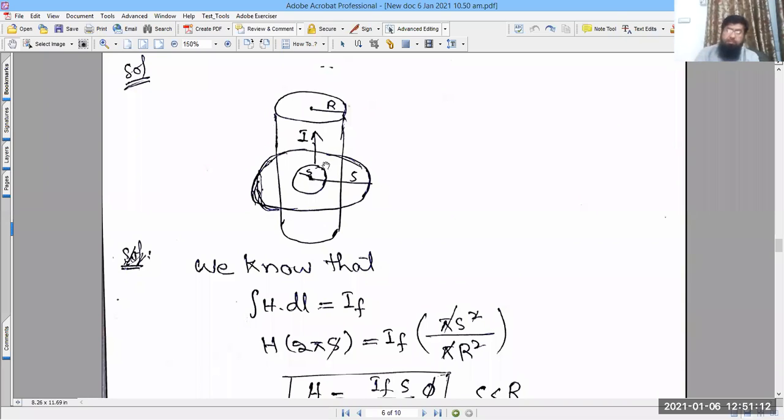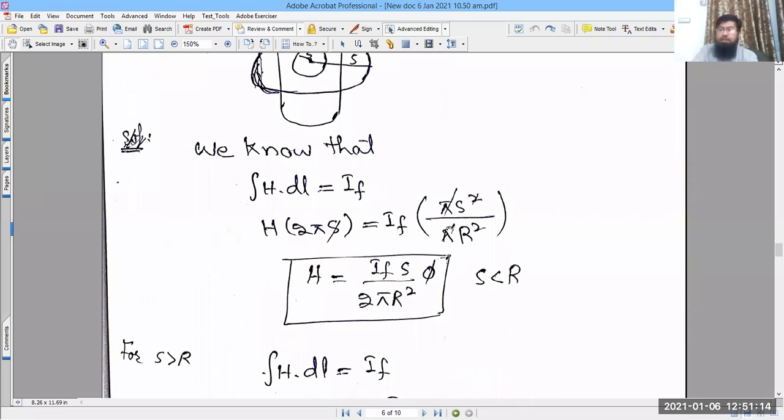So here the pi cancels, and one of the s cancels with the s. The 2 pi in cross multiplication goes down. So H will be equal to I_f into s upon 2 pi r square, where I_f means current due to the free charges. This is the H inside. Inside means s is less than r, the distance where we measure the H field is less than r.